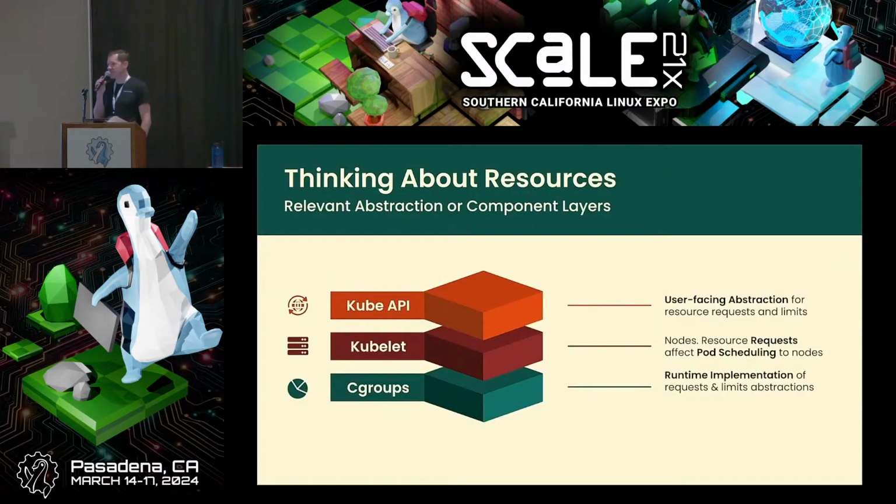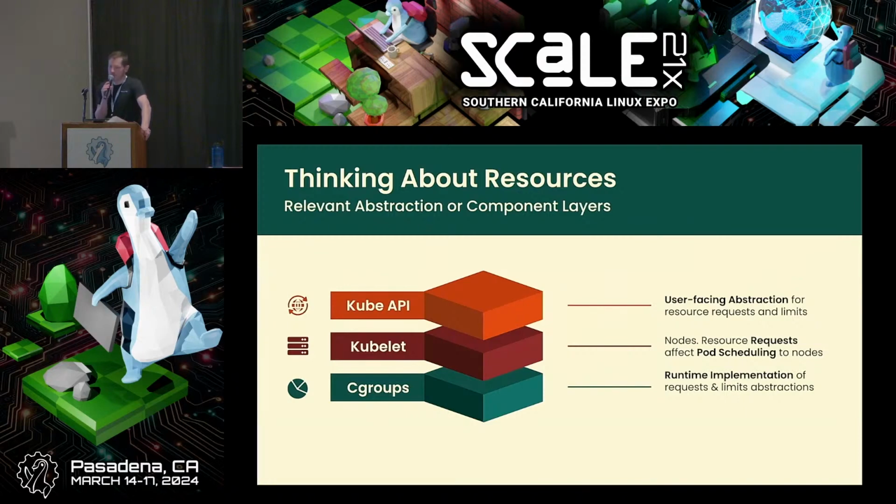All right, so diving into resources, now that we know they're important for a couple of reasons, cost or reliability, most of the slides I put up are going to be talking at one of a couple of levels of abstraction. I've labeled them the Kube API, the user-facing abstraction for requests and limits, the stuff that you see in YAML for the most part.